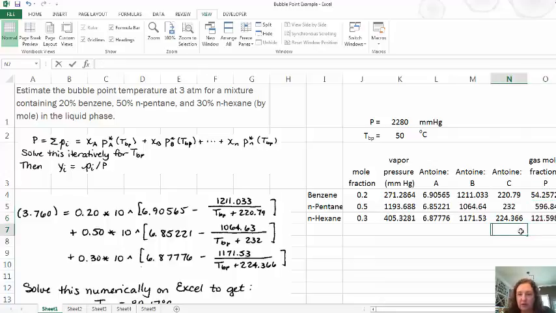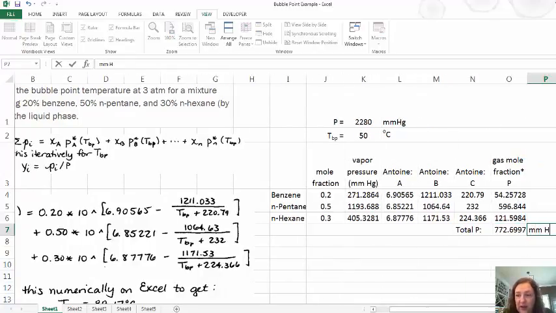The total pressure should be the sum of those. Now, with my guess of temperature, we see that we have 772 millimeters of mercury, and that's not what I'm wanting. I'm wanting it to be 2280.